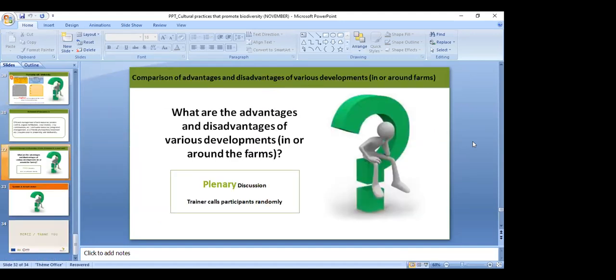So there is a question here. What are the advantages and disadvantages of various developments in or around the farm? We've discussed the use of grass strips. We've discussed the use of cover crops. We've discussed the use of natural and semi-natural edges. These are permanent vegetations that we do not cultivate, as the case may be, or sometimes we cultivate them in the case of trees. So what do you think are the advantages and disadvantages of all of these developments in and around the farm? That will be the last question I'm going to ask today.